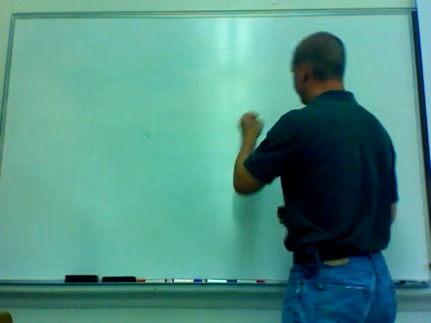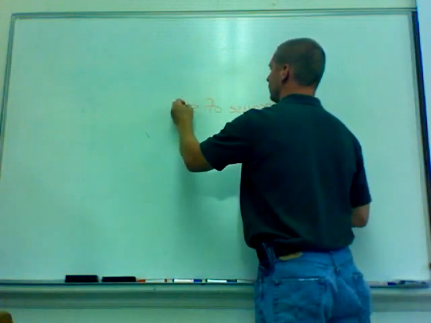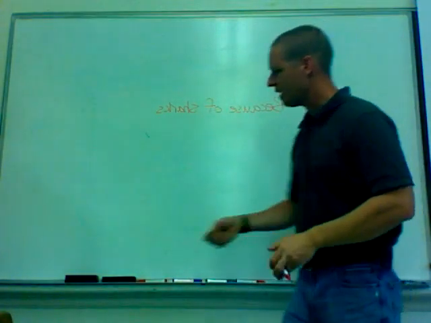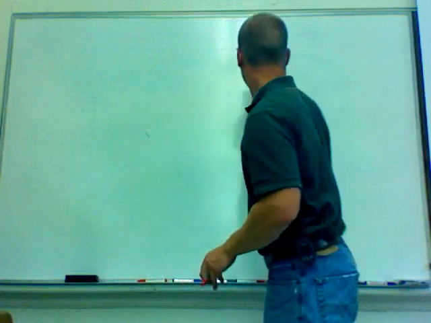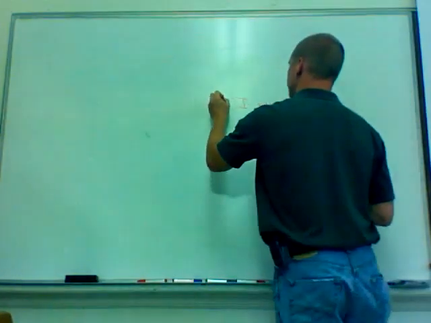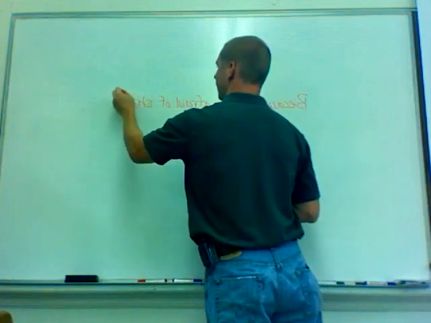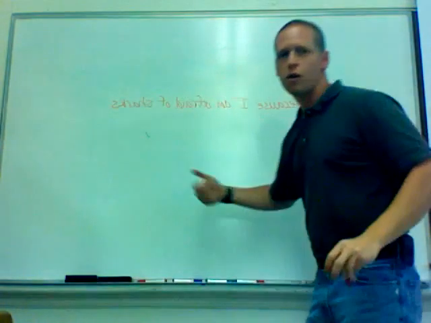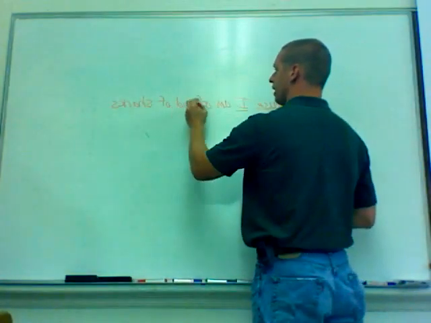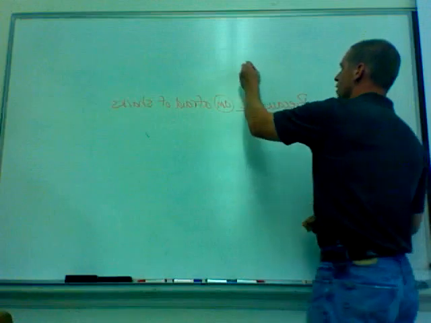An example would be, because of sharks. Actually, that's not really a clause. Let me redo that. Because I am afraid of sharks. Yeah, that last one was a prepositional phrase. This is a clause because it has a subject and a verb. I is the subject, right? And am is the verb. All right, this is a subordinate clause.